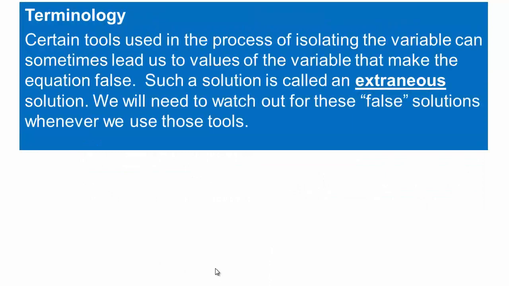So certain tools that we'll be using for isolating the variables can sometimes lead to values of the variable that make the equation false. This mostly happens when you undo squares.